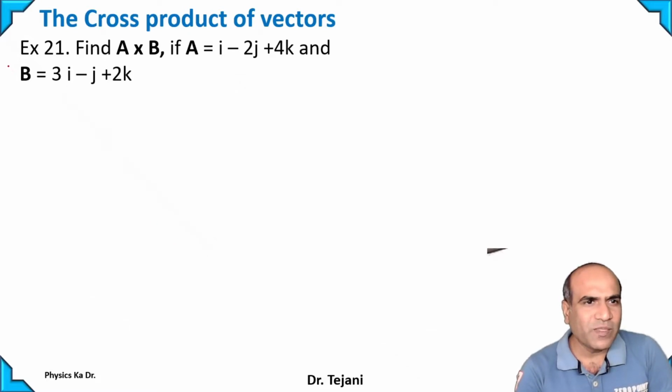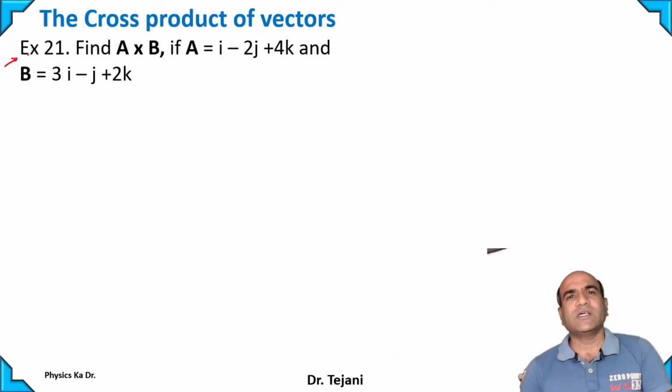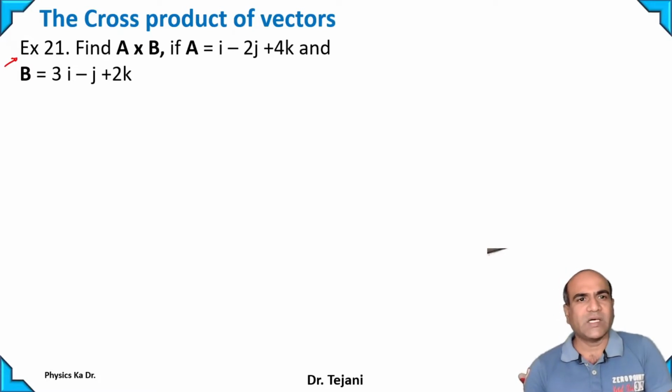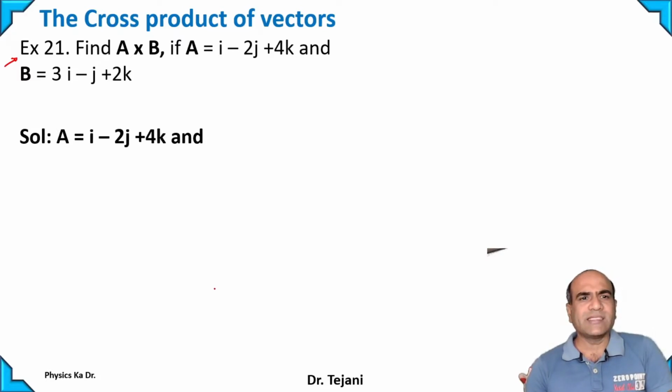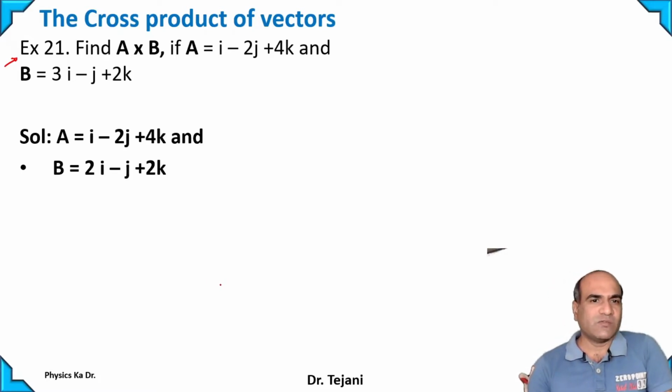Now let us have two examples. See, solving examples is the best method. Solving various examples is the best method to crack this kind of examination and to understand a particular topic. So here A is given, A is equal to i minus 2j plus 4k, and B is given as 2i minus j plus 4k. To solve this, we multiply the first value by the first, the first by the second, and the first by the third.